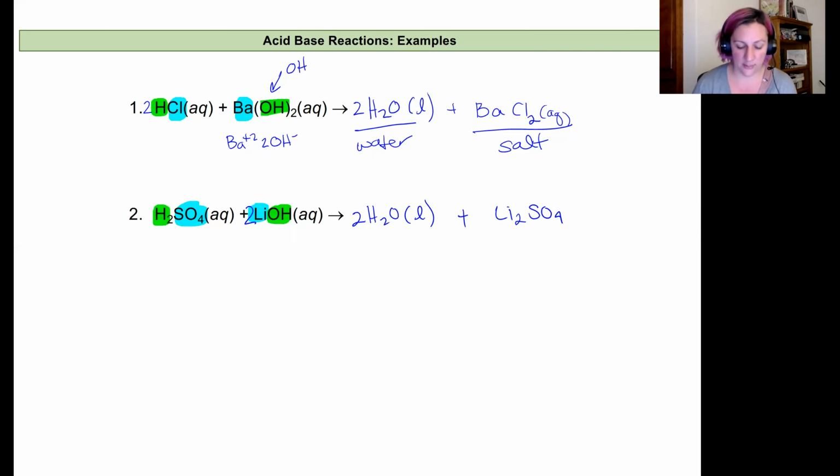Now, I would also accept for an answer that we only produce 1 equivalent of water, and we form lithium hydrogen sulfate, like this.